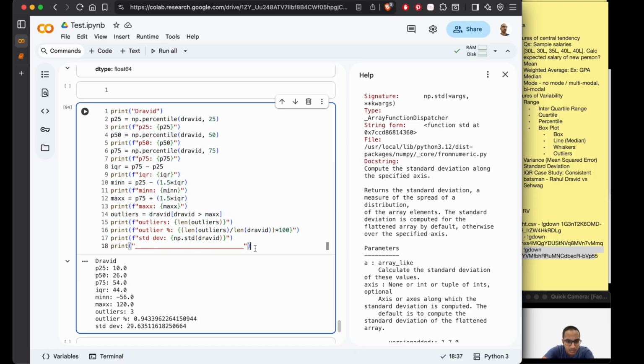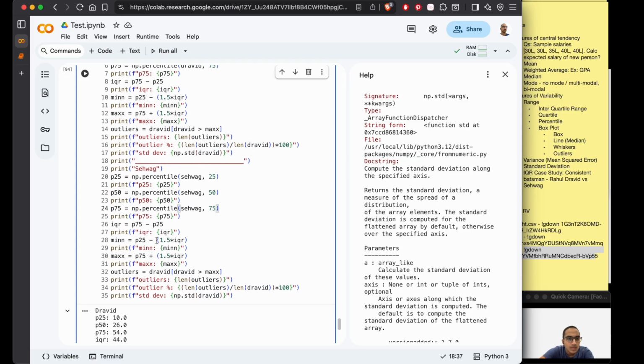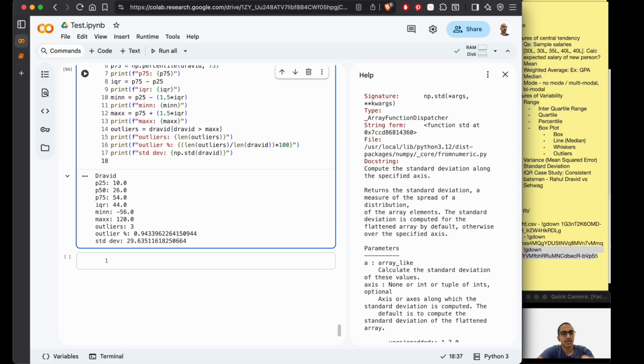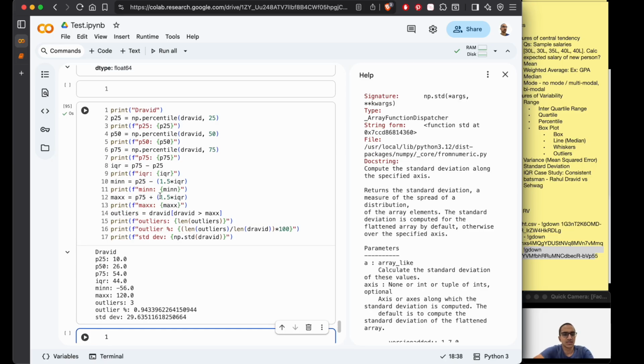So we can see side by side the percentage. Sehwag. Oh, I don't think we can. Yeah, this will give us Dravid's values because we are using the same variable names. So okay, yeah, I should have done it in a different way. Okay, that's fine. We can compare anyway.